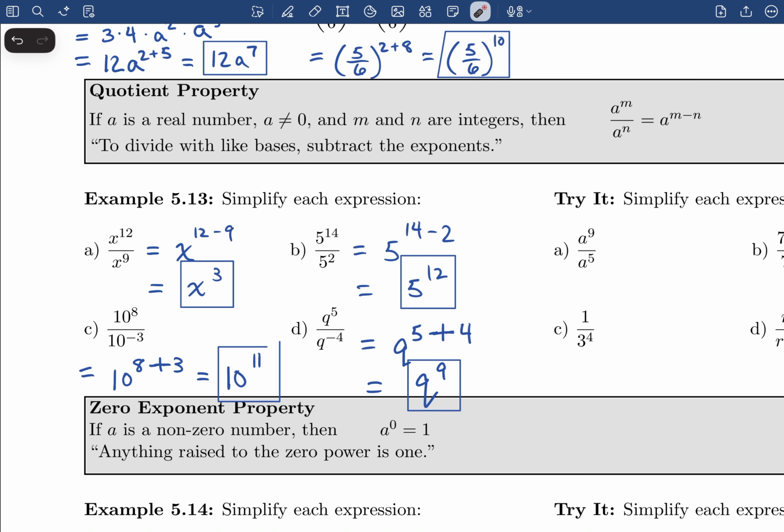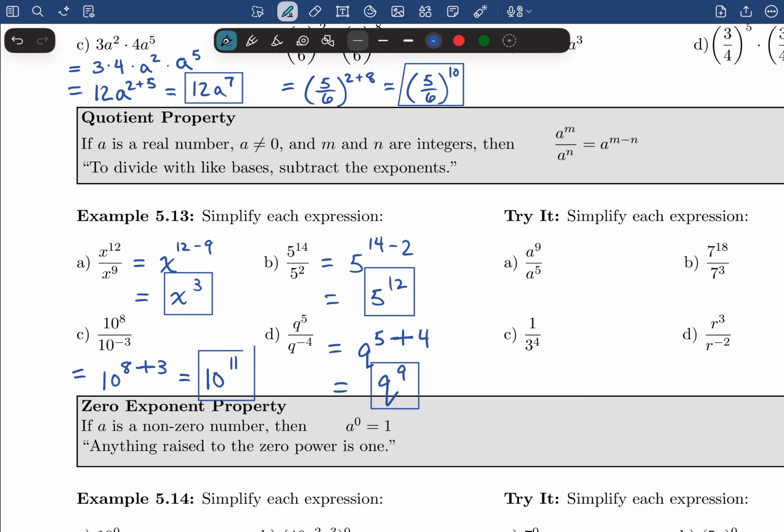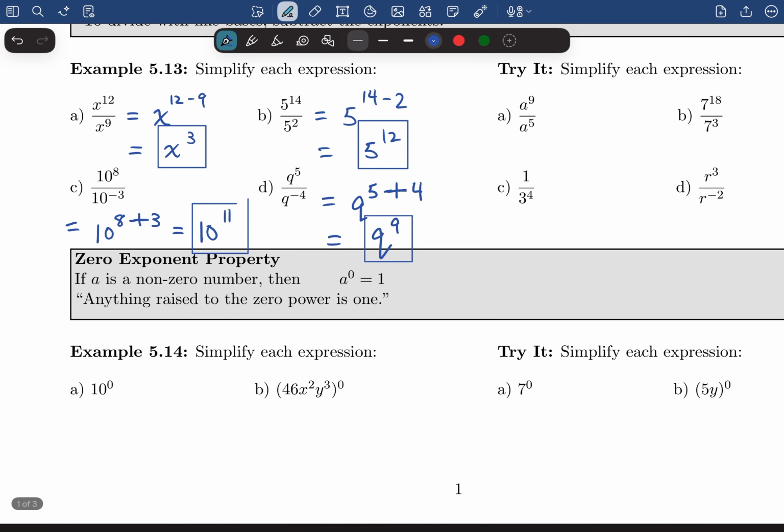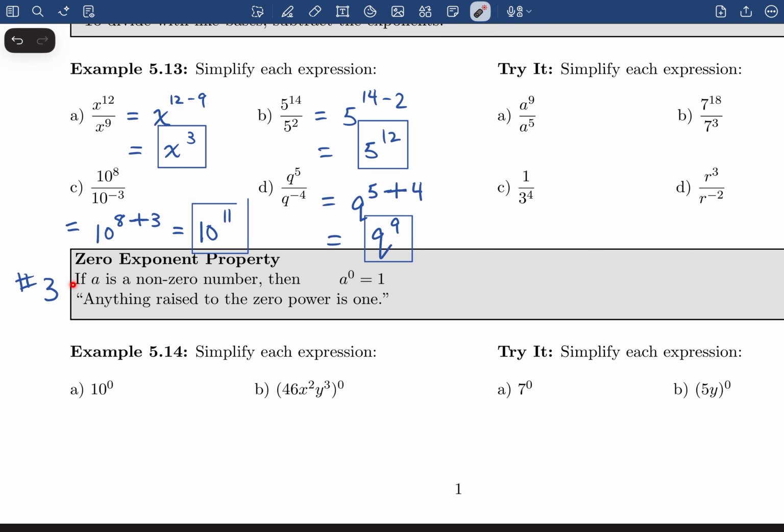Great. So we've just gone through our second property today. That is the quotient property. Let's move forward to the next property. The third property we're going to talk about is the zero exponent property. If a is a non-zero number, then a to the 0 equals 1. Now, an everyday quote that'll help you: anything raised to the 0 power is 1.